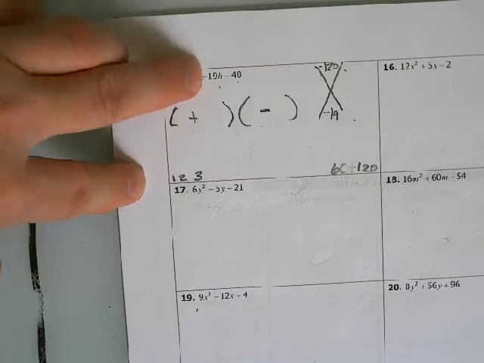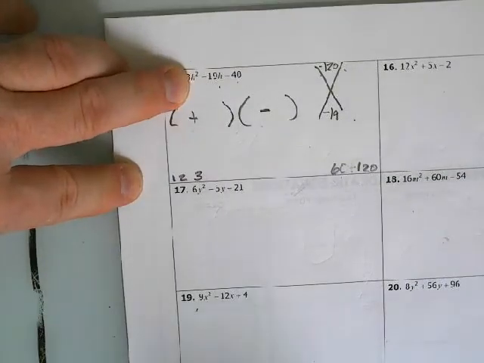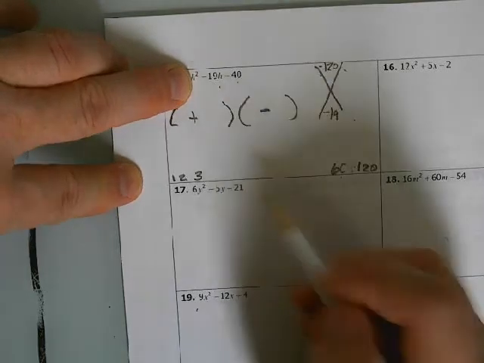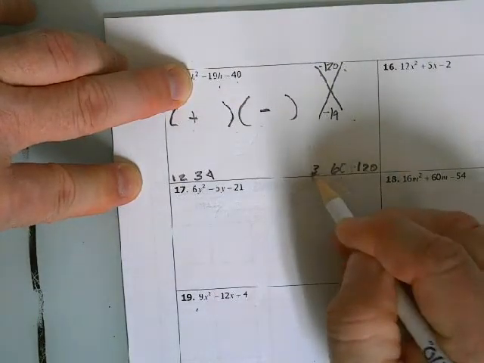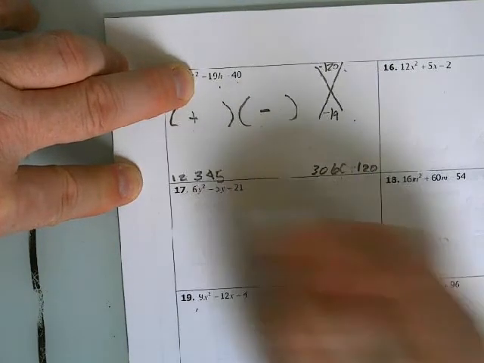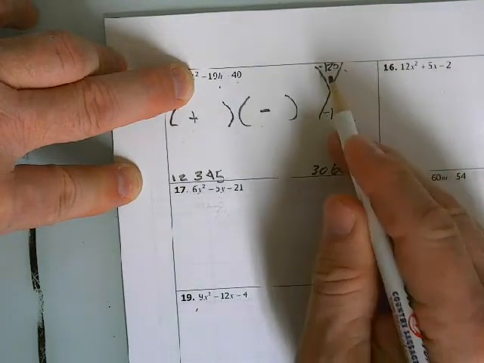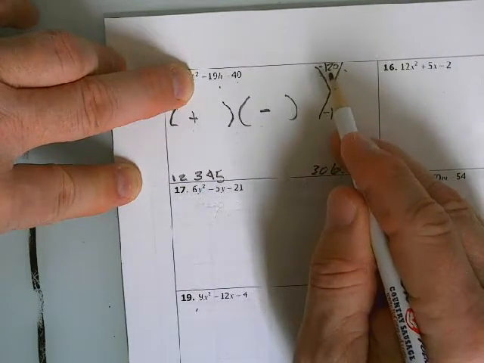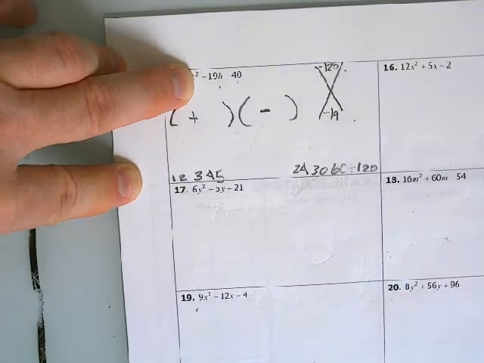10 and 12 would be 120. Oh, that's too far. And you can go back. 5 and, well, let's see. We'll just keep going. 4 and 30. That's got a difference of 27. 5 and 6. 5 would go how many times? 24. 5 and 24. We're getting closer there, right?